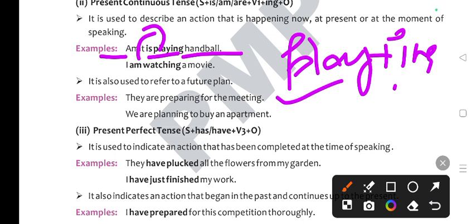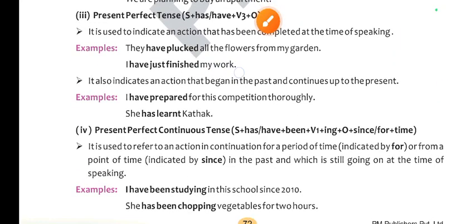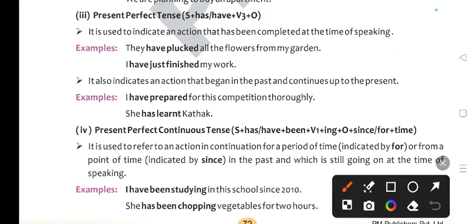All right, let's talk about present perfect tense. The verb form of present perfect tense is subject, has, have, verb's third form plus object. Present perfect tense is used to indicate an action that has been completed at the time of speaking. For example, they have plucked all the flowers from my garden. Second is, I have just finished my work.